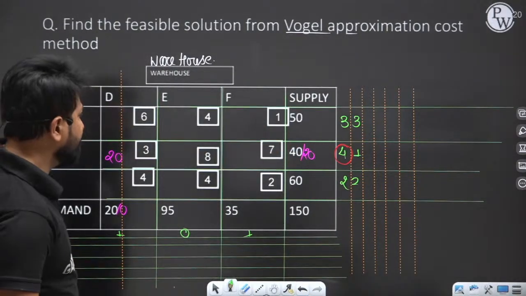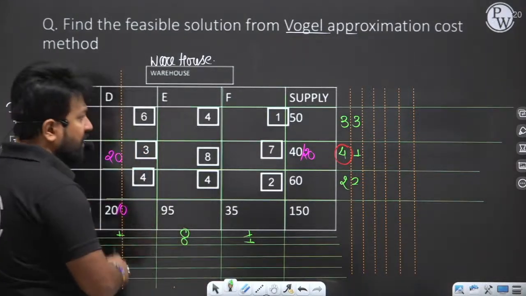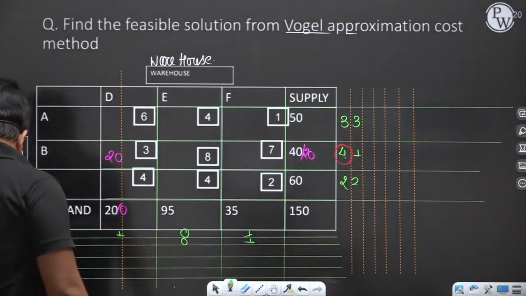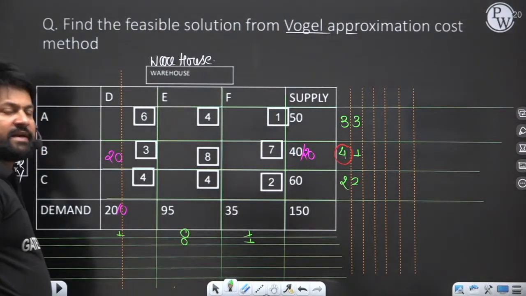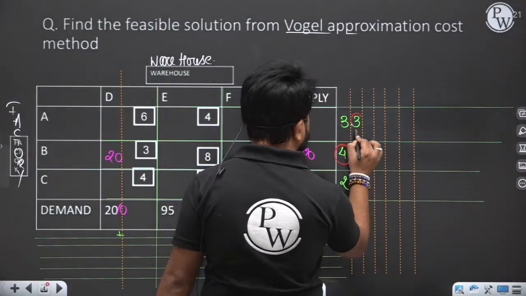Now again find out the penalty. The penalty will be the same, that is 1 and that is 0. Now you have to select the minimum maximum penalty. So what is the maximum penalty here? You can see the maximum penalty here will be 3.